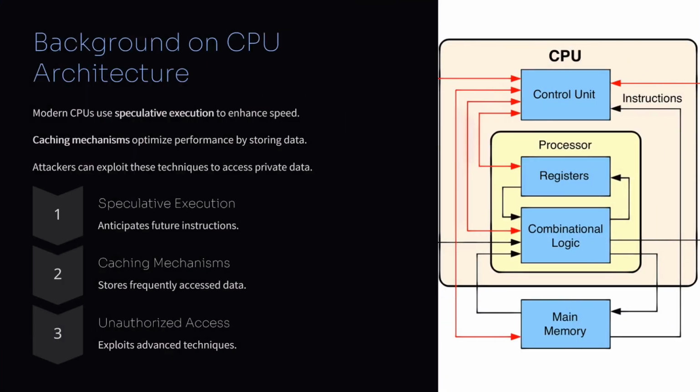So let's understand the background of CPU architecture. Modern processors use techniques like speculative execution and caching to improve performance. Speculative execution allows the CPU to anticipate and execute future instructions, while caching mechanisms store frequently accessed data to speed up processing. However, these optimizations create security loopholes that attackers can exploit to gain unauthorized access to sensitive data.